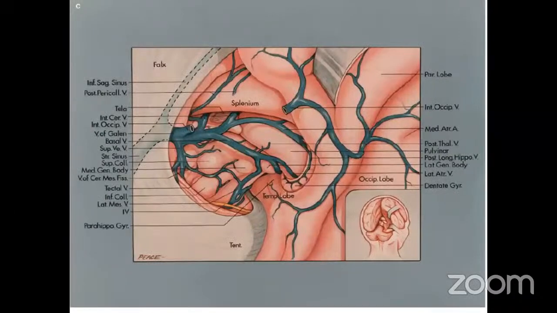In this image, we can see the basal vein, and the important veins in this diagram are the internal occipital vein and the posterior pericallosal veins that drain into the basal vein. The basal vein then joins the internal cerebral vein to form the vein of Galen. From above, the inferior sagittal sinus comes, and the vein of Galen and inferior sagittal sinus join, and they continue as the straight sinus.